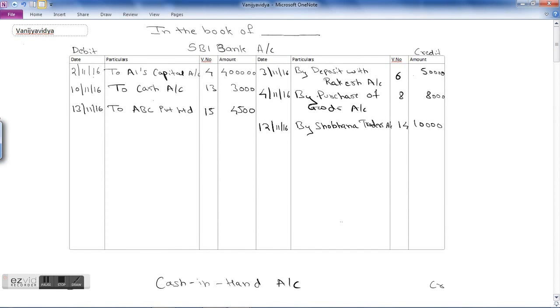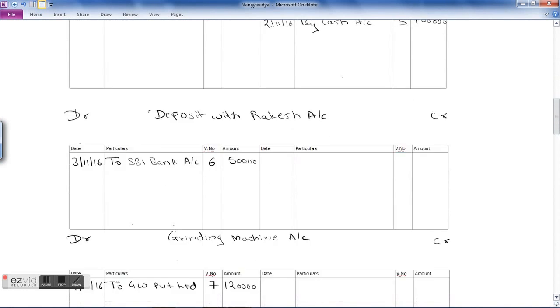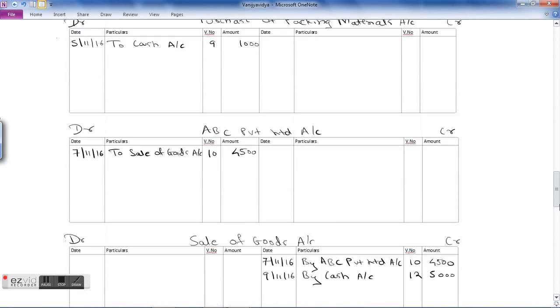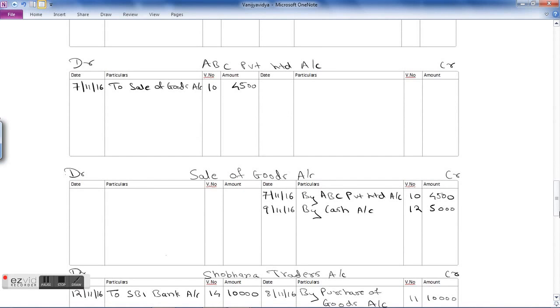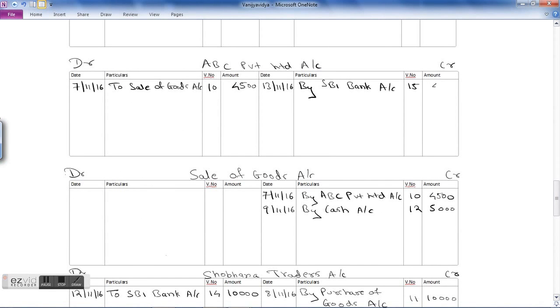Now we give the second effect on the credit side of ABC private limited account. Let's search for ABC private limited account. Yeah, ABC private limited account. So date is 13/11/2016 by SBI bank account. Voucher number is 15, amount is 4500.